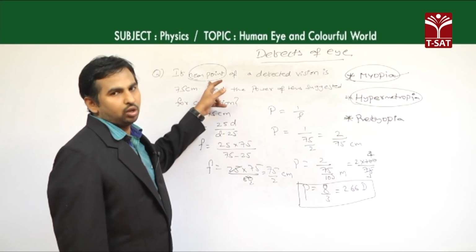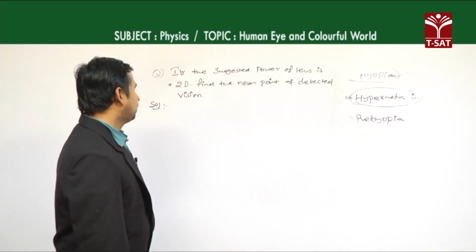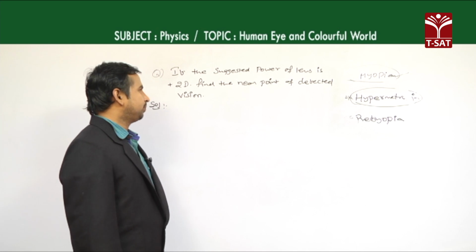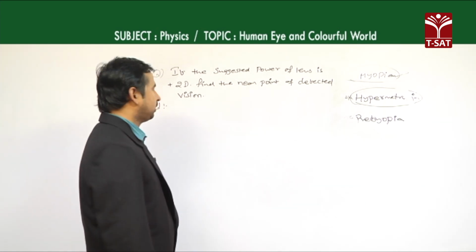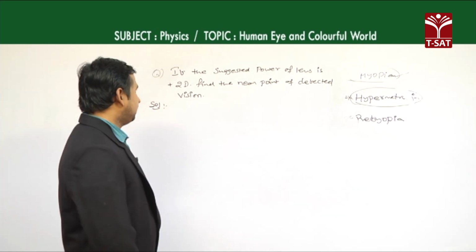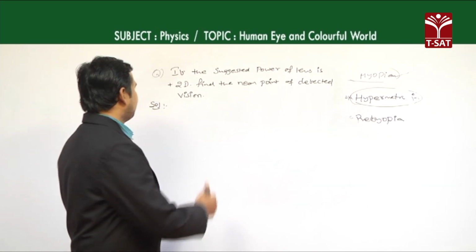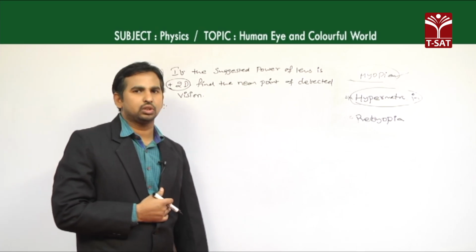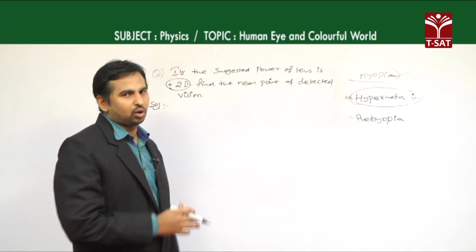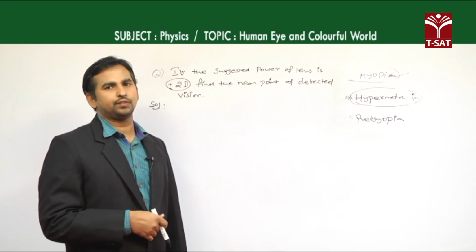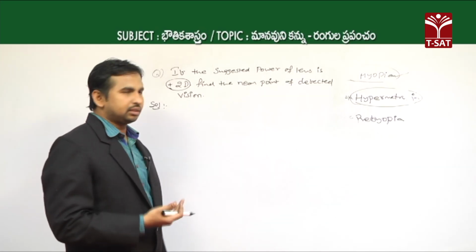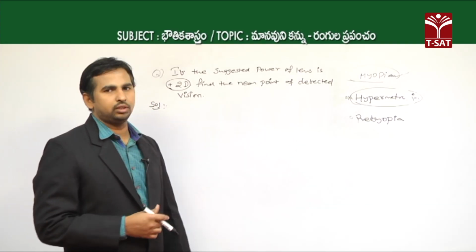also if you know the power of the lens, we can find the near point. Here we have one more numerical: if the suggested power of the lens is plus 2D, then find the near point of the defective vision. Actually, the power is given as plus 2D. Positive represents the convex lens. That convex lens we use only for the case of long-sightedness, that is the first conclusion we have to get. And the power given is equal to 2D.